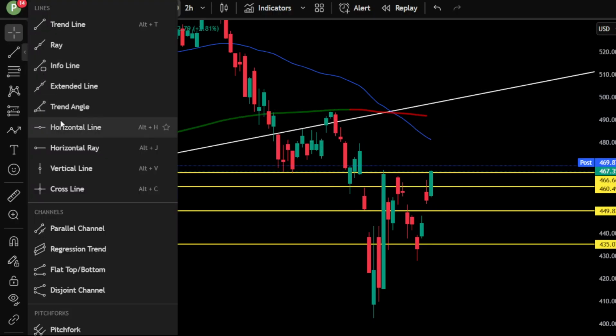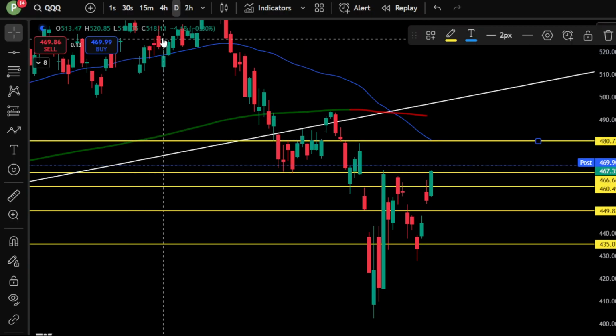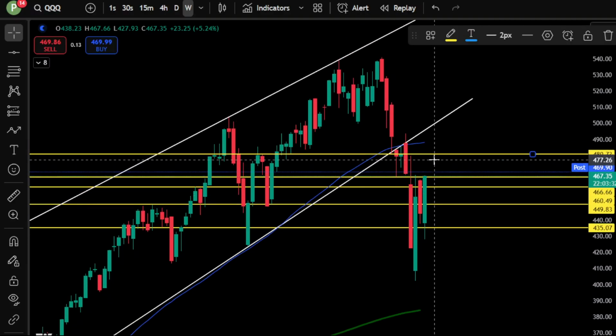So regardless of me thinking upside is possible here, right? I think it's very limited. I think it's extremely limited, right? It's very much possible that we don't even make it to these levels.